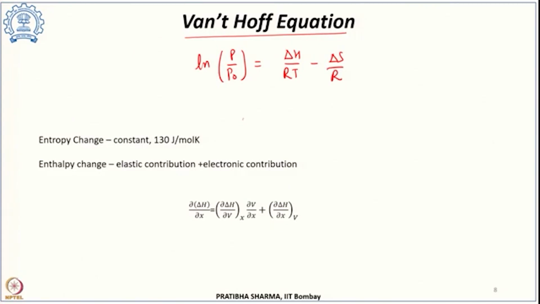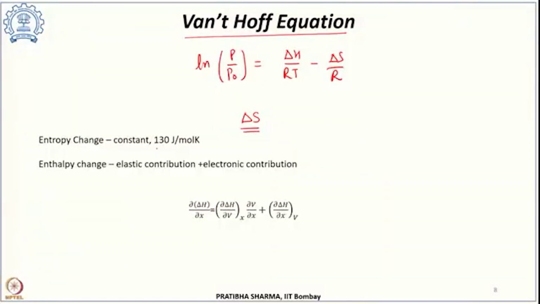Now, here we see delta S. This delta S is the entropy change. This entropy change corresponds to the change in the entropy of the hydrogen molecule which was earlier in the gaseous phase and now has dissolved into the metal hydride phase. So, there is a loss of entropy of that hydrogen molecule and this remains constant for all the metal hydride systems. Its value is 130 joule per mole Kelvin, and this does not depend upon the nature of the metal.